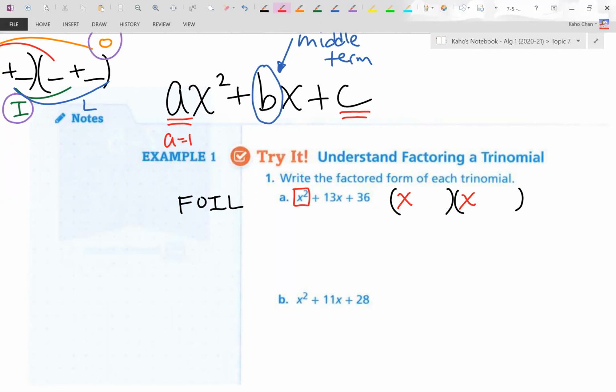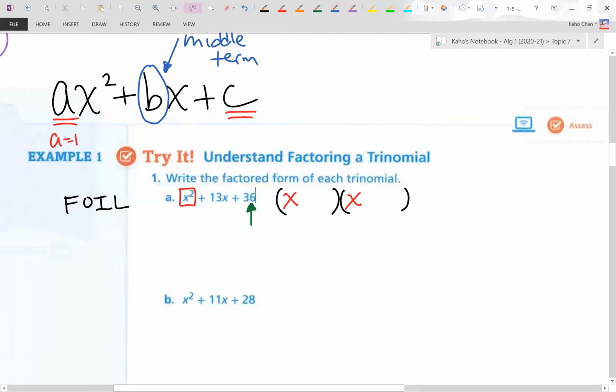36 is what we need to focus in on. 36 is the last term. The last terms multiplied together will give me 36. That is my key. This is the c value. This is the constant by itself. This is what we need to shoot for. What times what equals 36? So this is called the AC method. A in this case is 1. Note that. C is, in this case, 36.